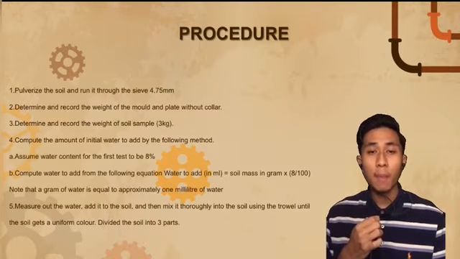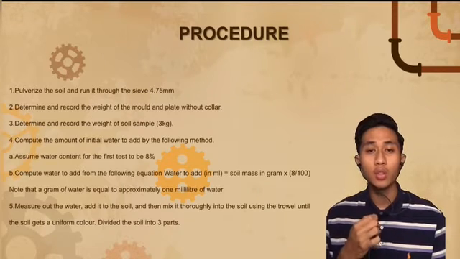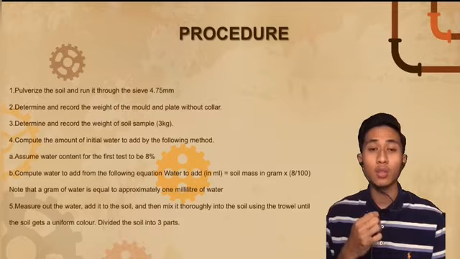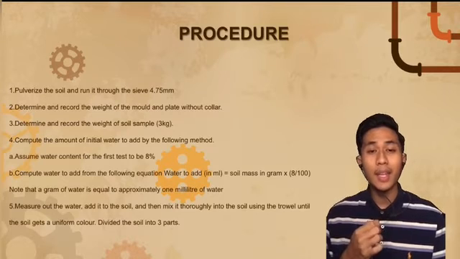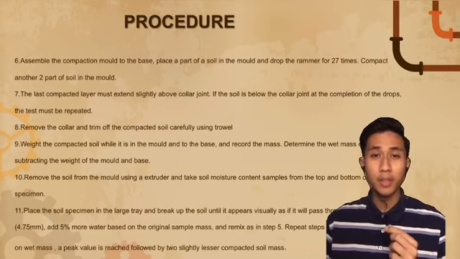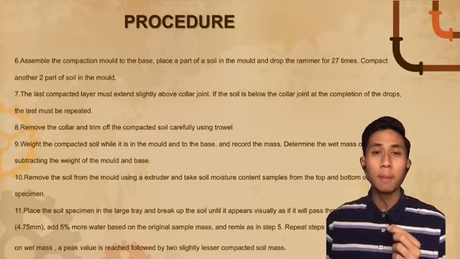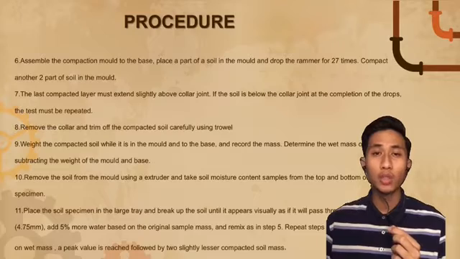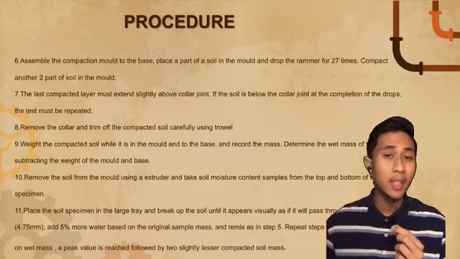Then the fifth, measure out the water, add it into the soil, and then mix it thoroughly into the soil using the trowel until the soil gets a uniform color, and then divide the soil into 3 parts. 6. Assemble the compaction mold to the base. Place a part of the soil in the mold and drop the rammer for 27 times.